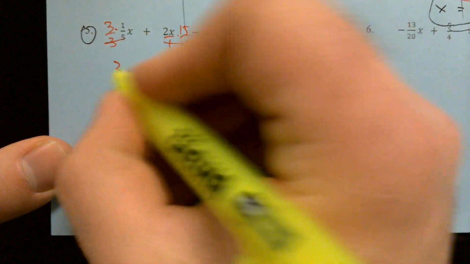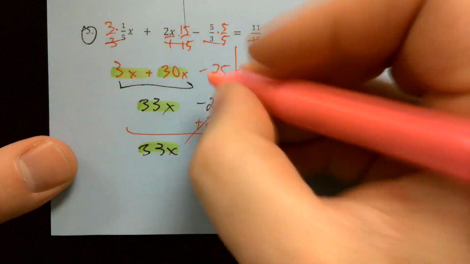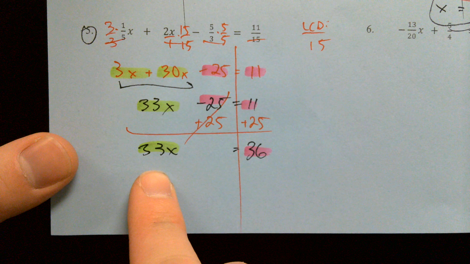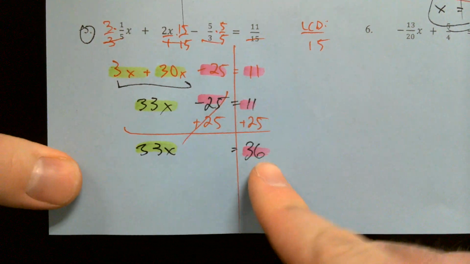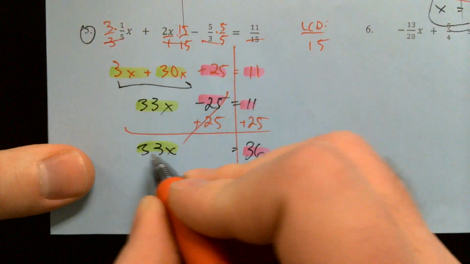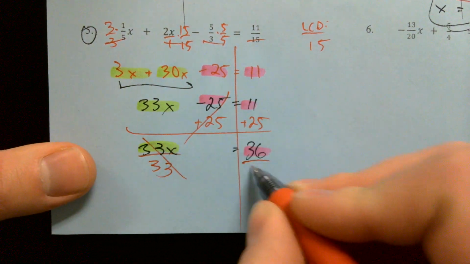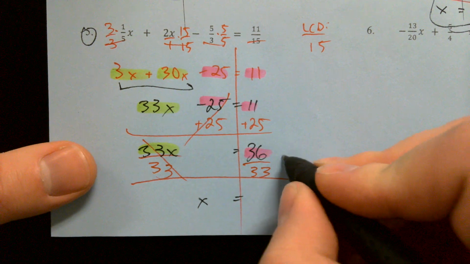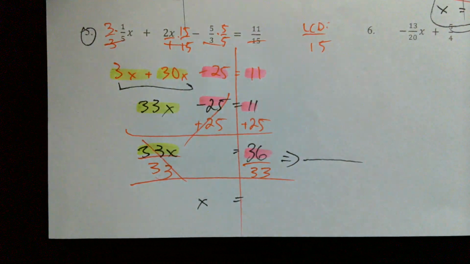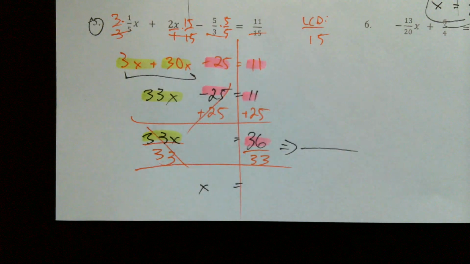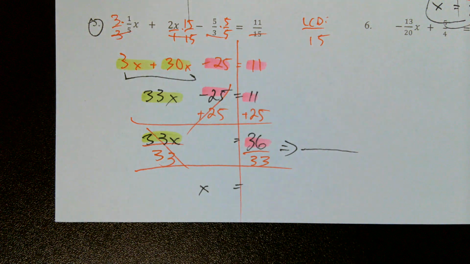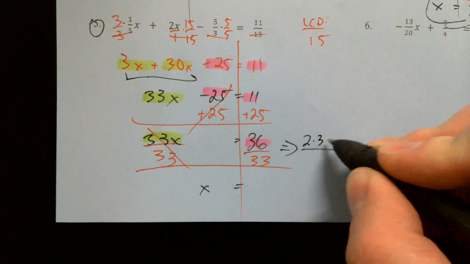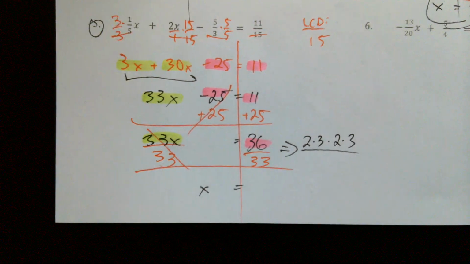Now I've got one variable term on the left, one constant term on the right. Time to divide. This time by 33 to get x all by itself. Now let's split this one up. What 2 numbers multiply to give me 36? 6 times 6, okay, and 6 is 2 times 3. So we could probably write it like that, right?